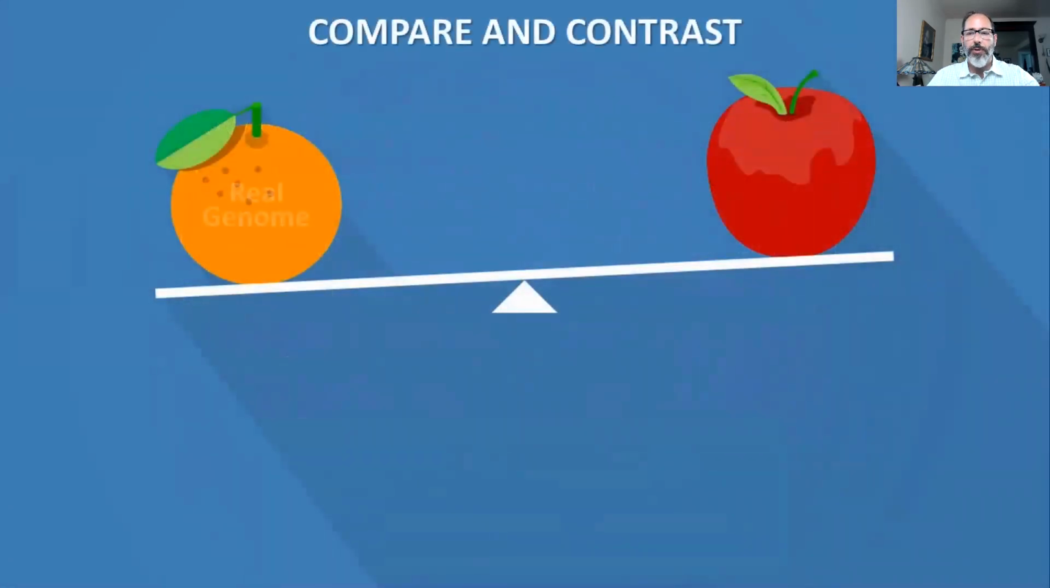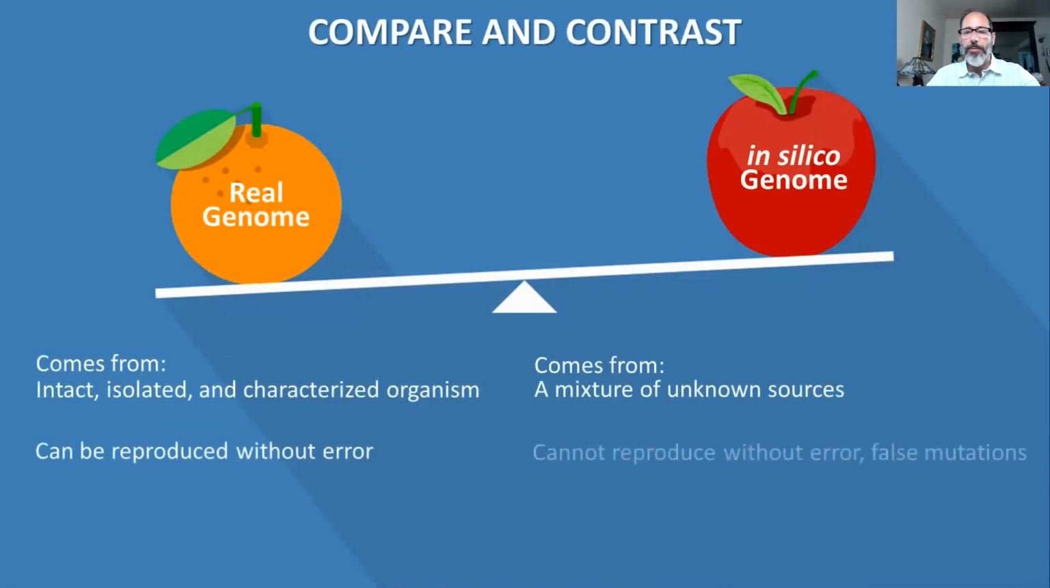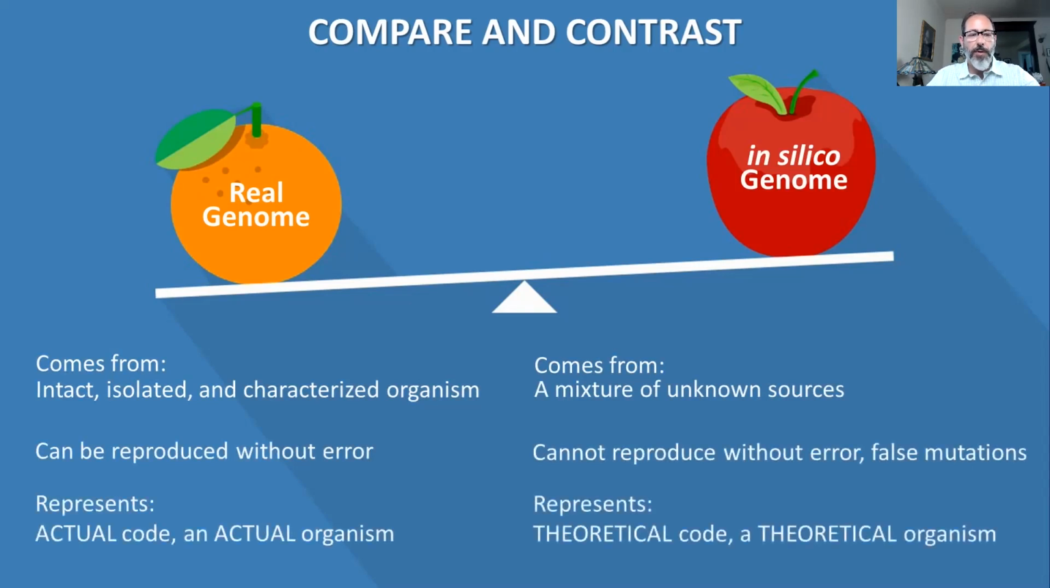Okay, so just to show you the difference between doing a real genome sequencing and in silico genome sequencing: a real sequence comes from the intact, isolated, and characterized organism. In silico genome from a mixture of unknown sources. Now, the real genome can be reproduced and also represents the actual code of an actual organism. Whereas the in silico genome is not able to reproduce without errors. And this is the meat of this talk, okay? And it represents a theoretical genome from a theoretical organism.